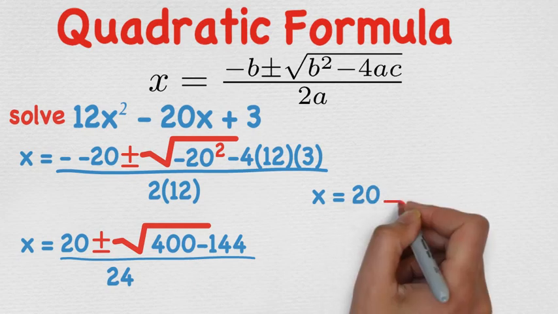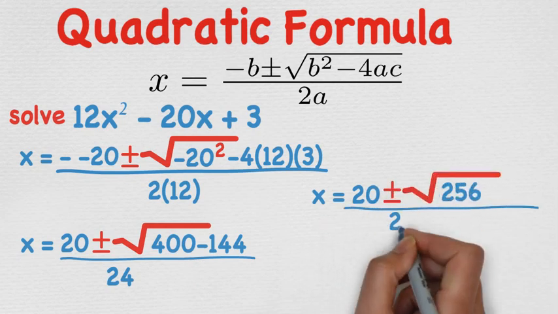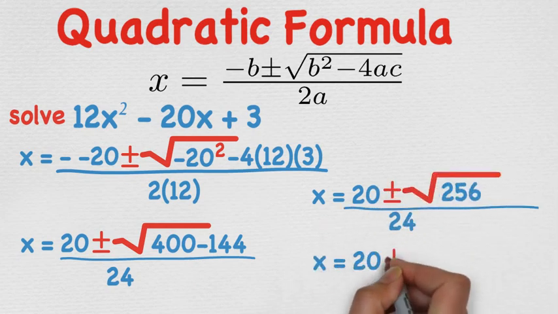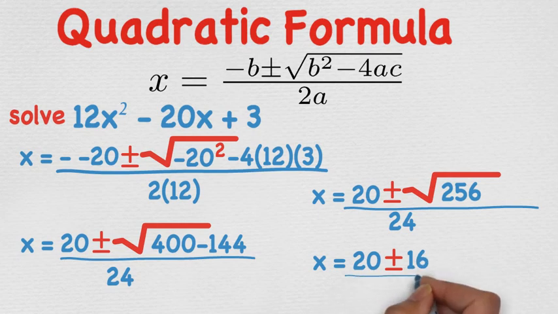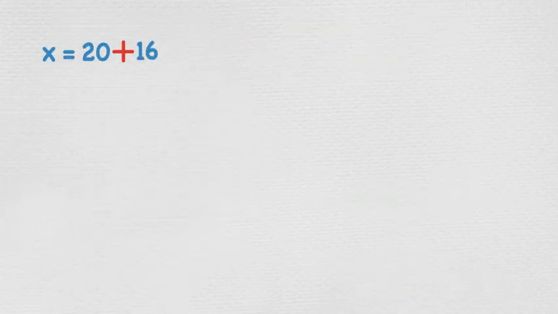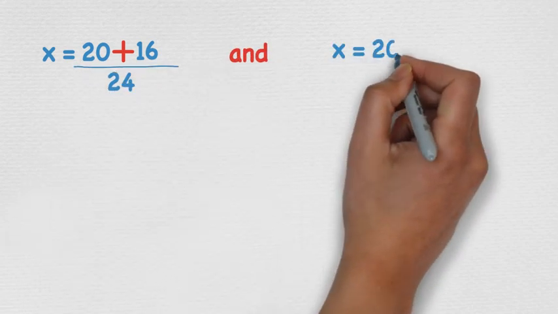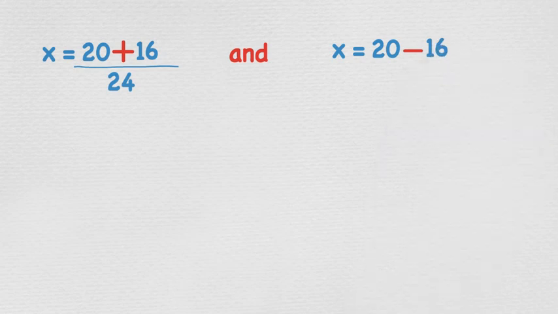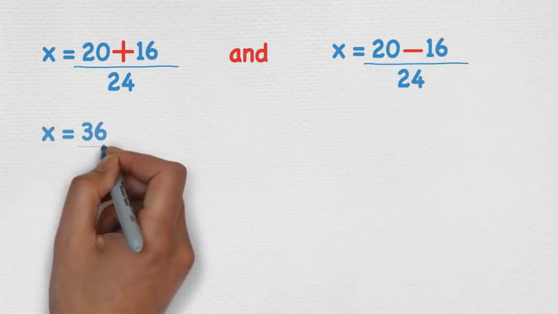If we collect all the common terms and use BODMAS, we will simplify everything down to x equals 20 plus or minus 16 divided by 24. So now we can split the two x values, and as you see, x equals 1 over 6 and x equals 3 over 2. Exactly the same as if we used the other method.